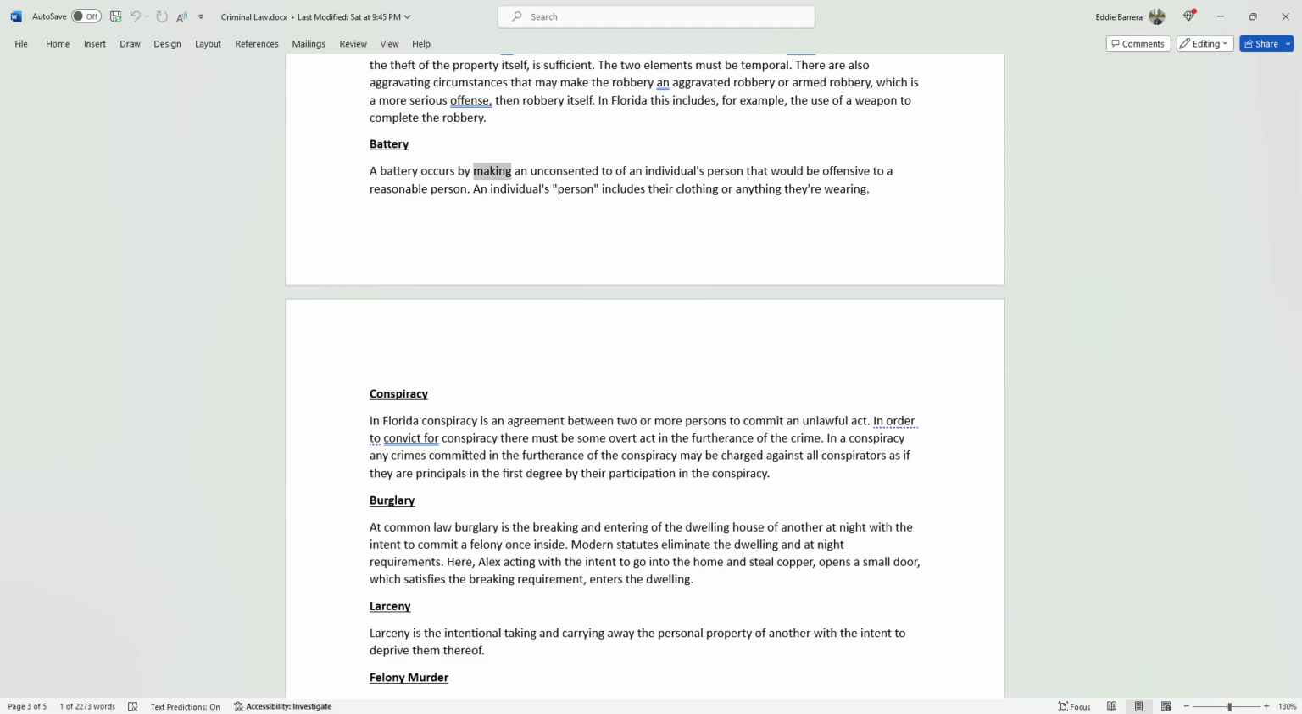A battery occurs by making an unconsented touching of an individual's person that would be offensive to a reasonable person. An individual's person includes their clothing or anything they're wearing.